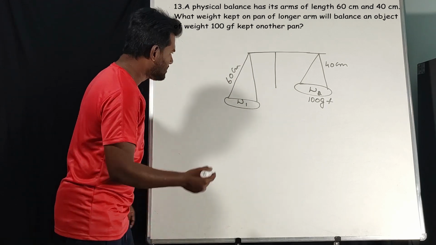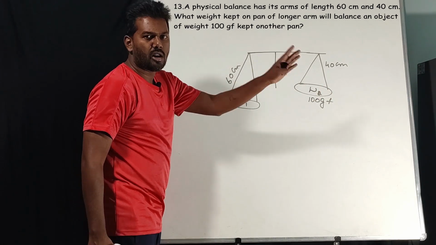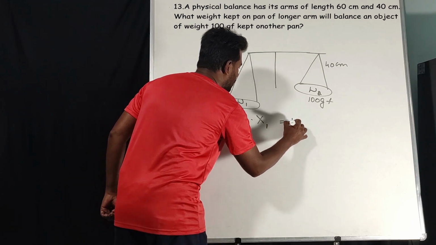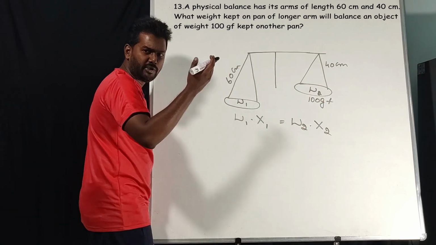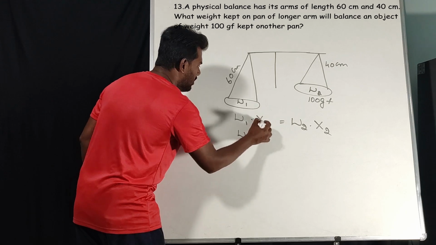Very simple, right? Again, the principle of moments: anti-clockwise moments is equal to clockwise moments. Then W1 into X1 is equal to W2 into X2. The W1 value we don't know, that is what we need to find. Write it as W1 only into X1.